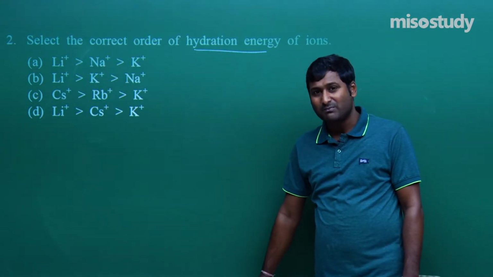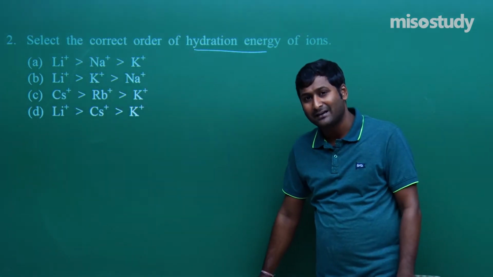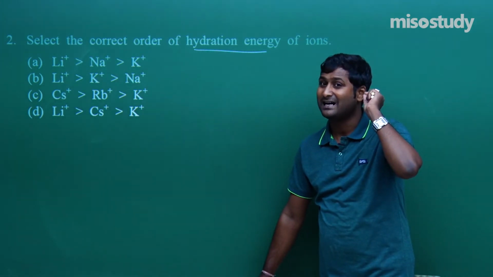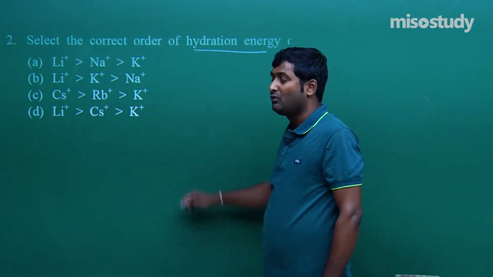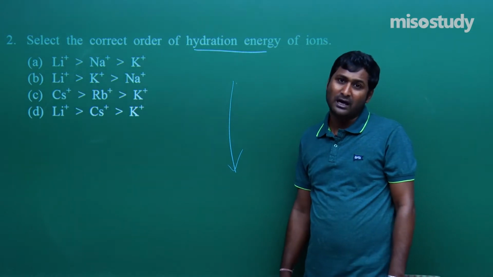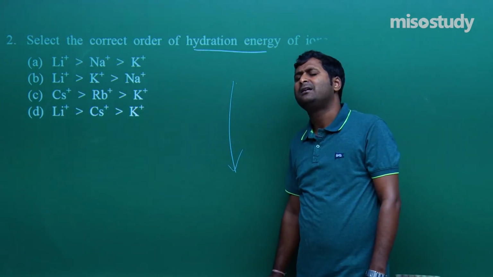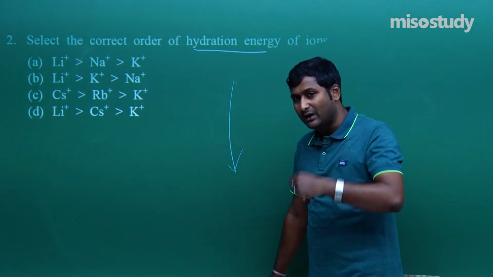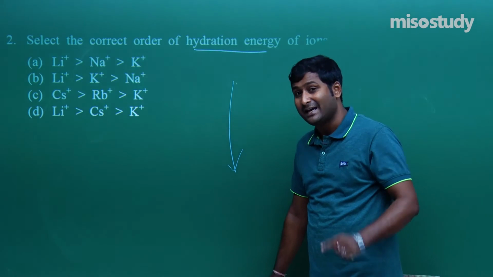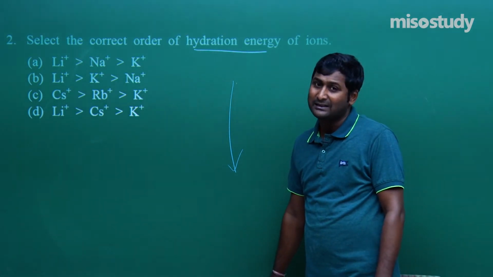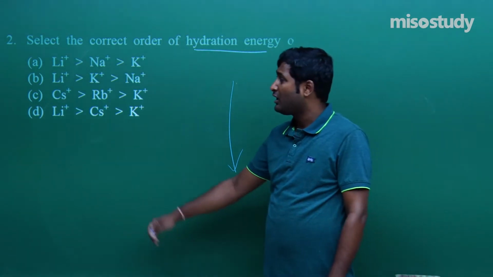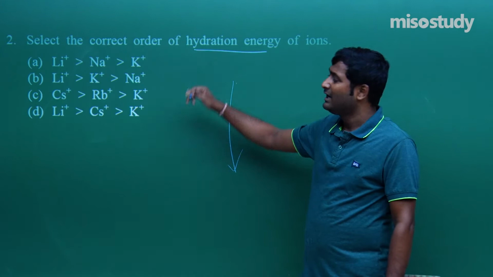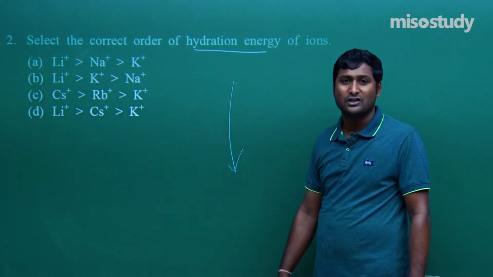Hydration energy. As we know, the smaller the size of the cation, the higher is the degree of hydration. Higher the degree of hydration, that is higher the hydration energy. Remember this. As we know, when we move down the group, the size of the cation decreases. Tell me, am I right or wrong? Sir, you are wrong. When we move down the group, the size of the cation increases. If the size of the cation increases, then the degree of hydration decreases. Because the smaller the size of the cation, the higher the degree of hydration. Higher degree of hydration ultimately leads to higher hydration energy.